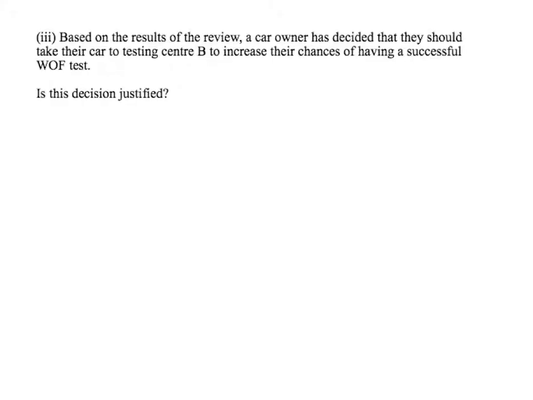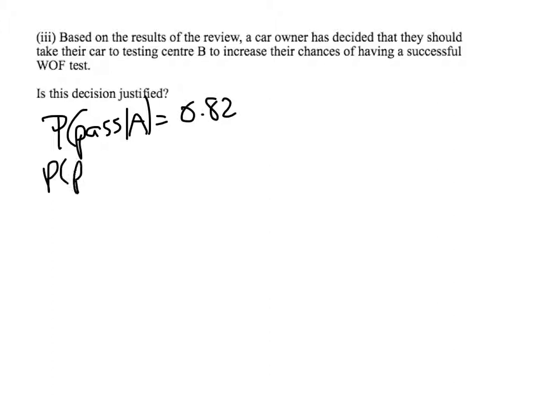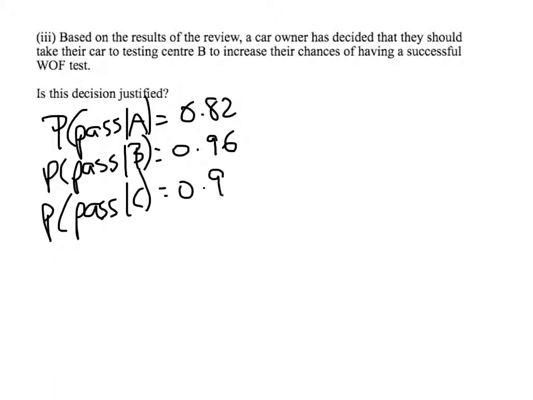Okay, the last question in here is asking whether a car owner who's decided to go to test centre B to have a better chance of passing is justified in thinking that. So I think where I would start with this question is by saying, well, let's first look at the pass rates. So the probability of passing, given that you've gone to A, is 82% or 0.82. Probability of passing, given that you've gone to B, is 0.96, I think. Yep, that should be the high one. And the probability of passing, given that you've gone to C, is 0.94.